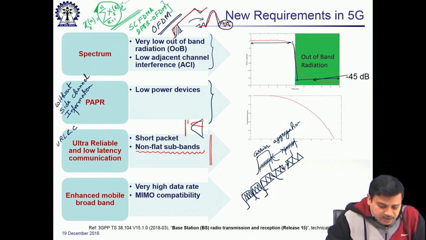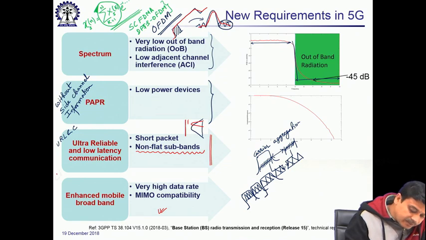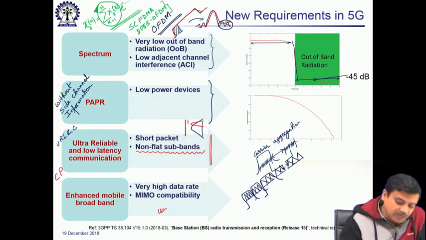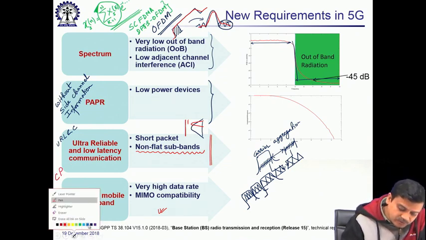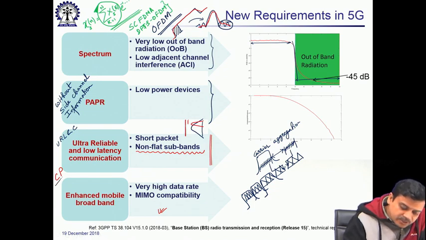Okay. So, next is enhanced mobile broadband. Of course, we require very high data rate. So, one of the problems that OFDM has is the cyclic prefix. We are now looking at cyclic prefix from the other side. Cyclic prefix has helped us overcome ISI, but look at this, every OFDM symbol has a cyclic prefix in front of it, which is a necessary evil, it is an overhead.